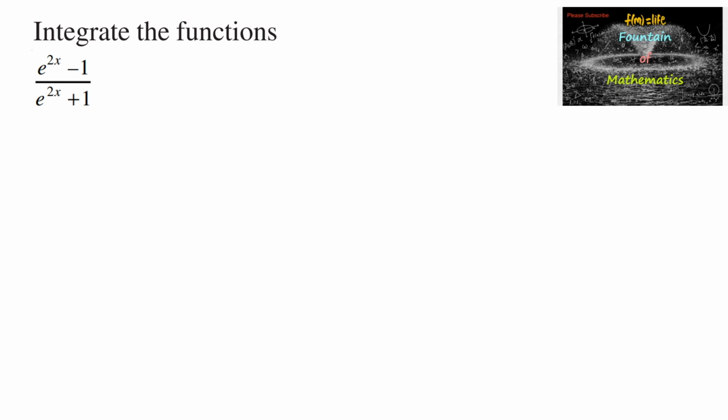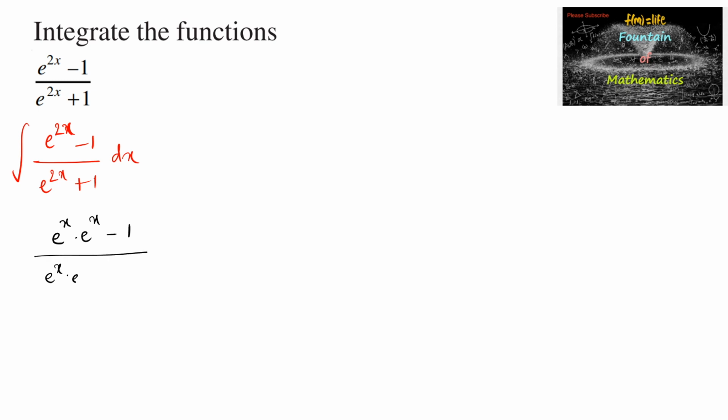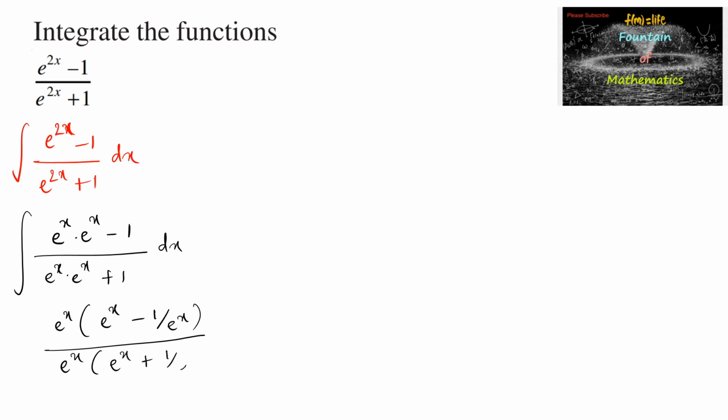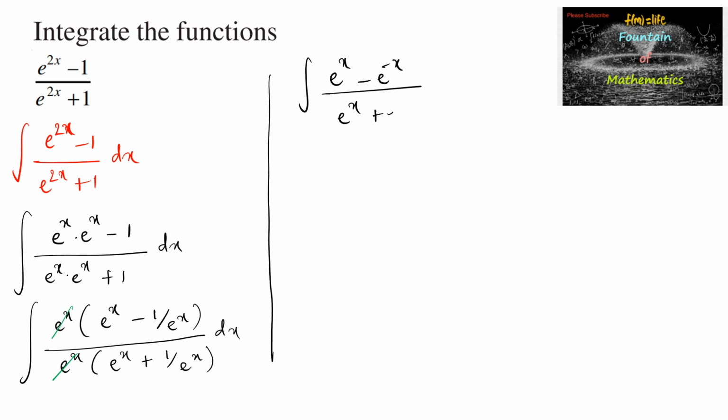Integrate the function e power 2x minus 1 upon e power 2x plus 1. So we can write integral e to the power 2x minus 1 upon e to the power 2x plus 1 dx. We can write here e power 2x as e power x into e power x, minus 1, divided by here also e power x into e power x, plus 1. So if we consider e power x taken common, we can write e power x minus 1 by e power x, divided by e power x common in the denominator also, e power x plus 1 by e power x, dx. So here e power x gets cancelled. So this can also be written as integral e to the power of x minus e to the power minus x upon e to the power of x plus e to the power minus x dx.